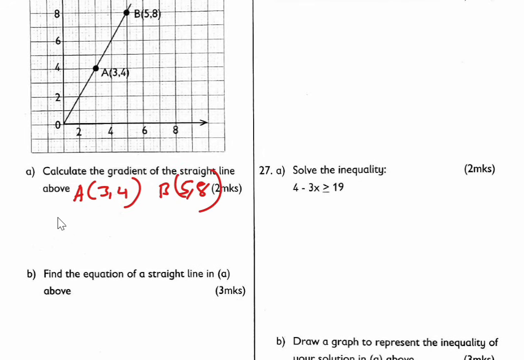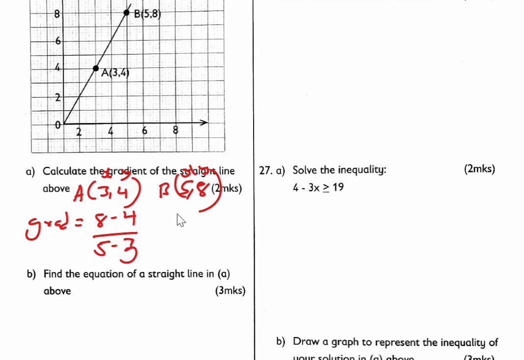So the gradient is given by change in y over change in x. So this is x, this is y. This is x, this is y. Change means we subtract the 2. I'm going to start with the point B. It will be 8 minus 4 over, we come to x, we start also with B, 5 minus 3.